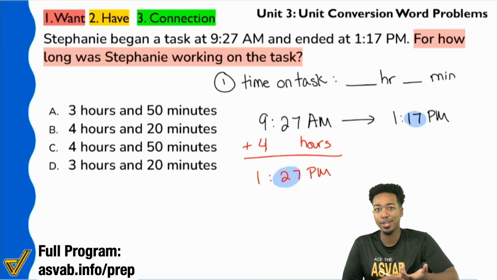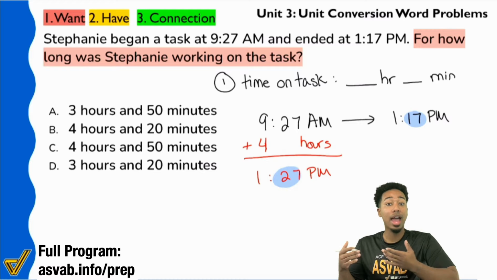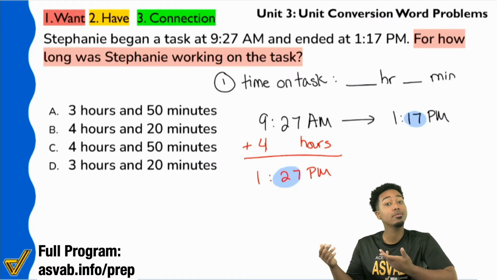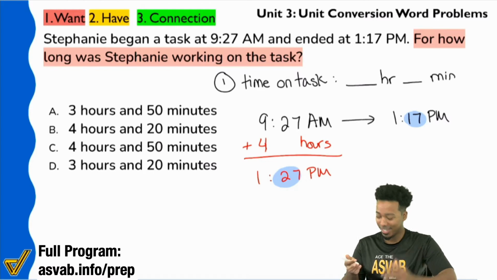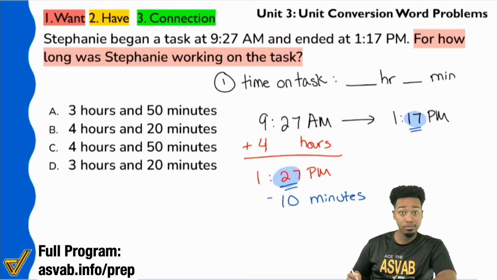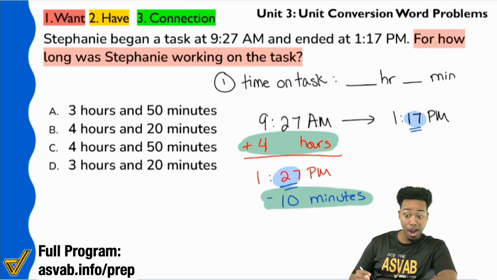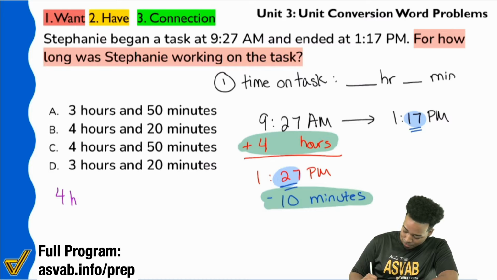You're really close. We ended up adding hours to get to the right hour. Now we're gonna add or subtract minutes to get to the right minute. You see where I'm going with this? So nice and easily, to go from 27 to 17, we'll take away 10 minutes. And boom, that's it. We're done. Seriously, we're done. Because we had 4 hours and then we took away 10 minutes. What's 4 hours minus 10 minutes? 4 hours, take away 10 minutes.